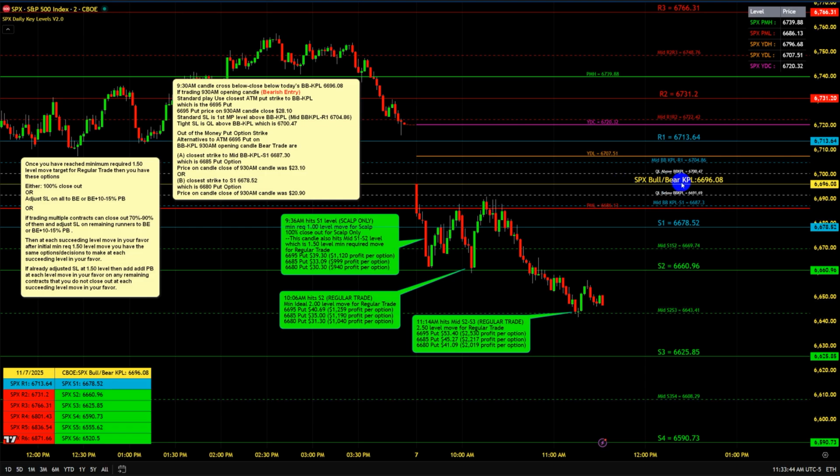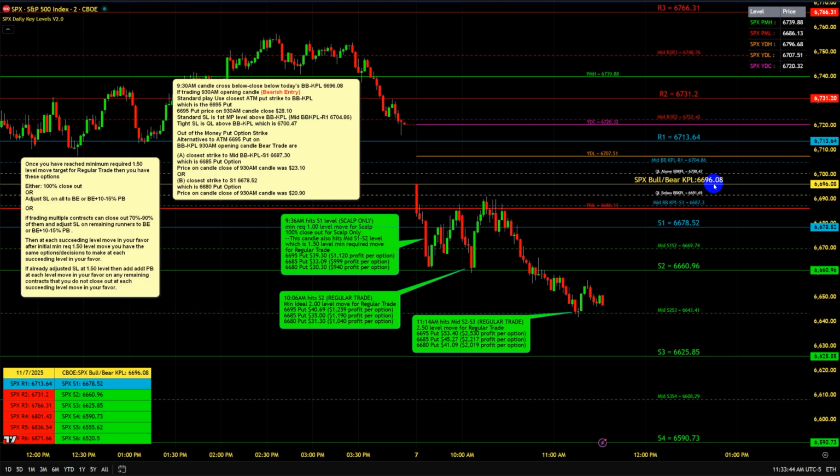Today, the main key level out of all the key levels given is this level here, the SPX Bull Bear Key Price Level, which is abbreviated KPL. We'll also be referring to this level as the BBKPL. This is the all-important Bull Bear pivot for this session. These levels are updated each trading day, so these levels are good for today's session only.